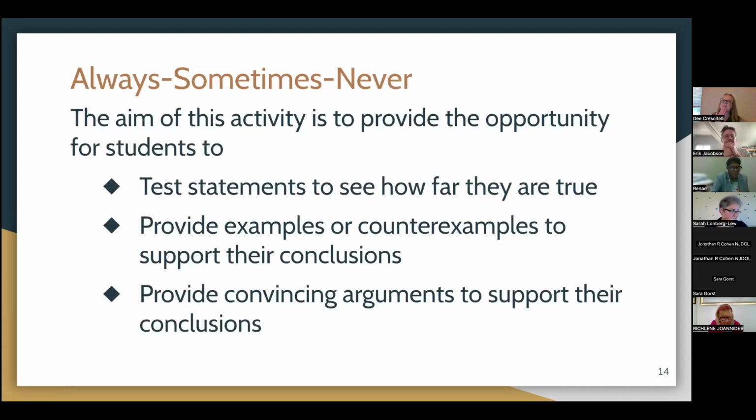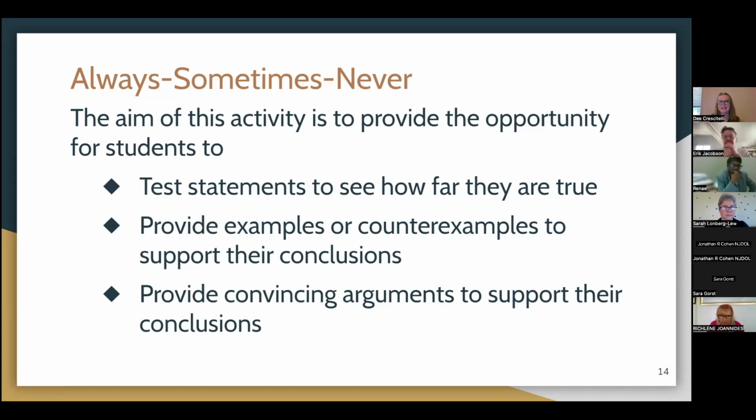But the point is to provide an opportunity for students to test statements to see how far they are true, right? To actually do that testing of the statement, to provide examples or counterexamples to support their conclusions. We want folks to be able to share their thinking, but also be able to justify it, right? And have discussions and good math disagreements, and come to some conclusions as we get to them. And then they practice providing convincing arguments to support those conclusions.